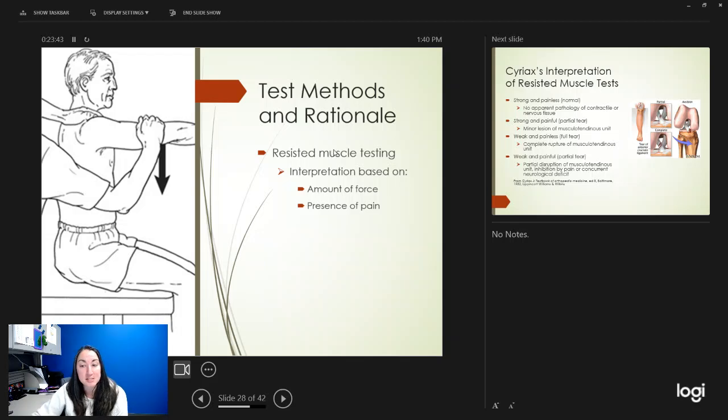With resisted muscle testing, if you feel like there is weakness, then we do those manual muscle tests to determine where the weakness is, what specific muscle is weak. Your interpretation is based on the amount of force they can resist, the position, of course you're not going to resist unless they're against gravity, and the presence of pain. If they have pain with that, that gives you a good indication of what's going on under the tissues, under the skin.